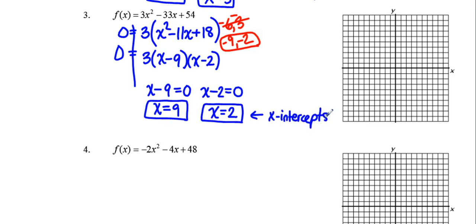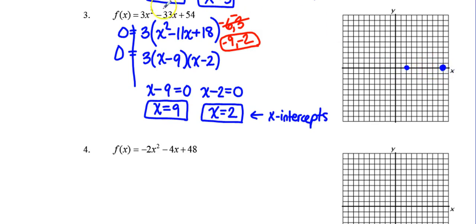Please press pause and sketch the graph on your own. Remember that we're going to plot both x-intercepts and then use the sign of A to determine if this opens up or down. So plotting my x-intercepts, it's going to be at 2 and 9. 2, 3, 4, 5, 6, 7, 8, 9.